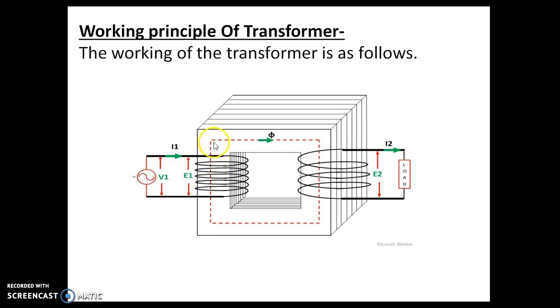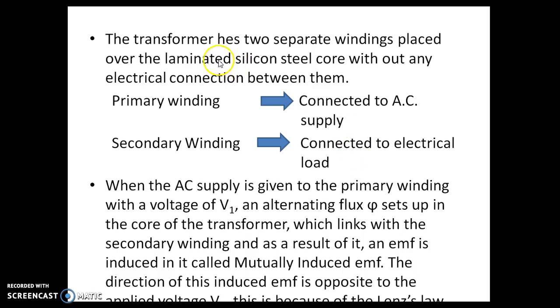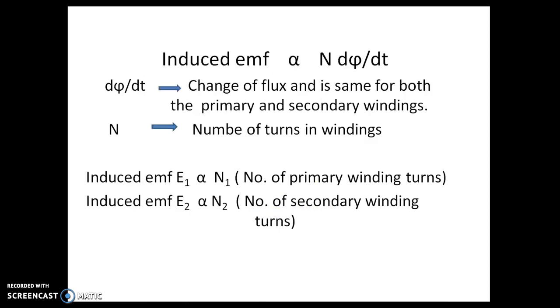Some of the flux is linked to the secondary through this high permeability core, and in the secondary also an EMF is induced due to the mutual induction, that is E2 equals minus N2 dφ/dt. As the load is connected to this secondary winding, the current starts to flow. As I have already told, the primary winding is connected to the AC supply, the secondary winding is connected to the electrical load, and whatever I have explained now is written here.